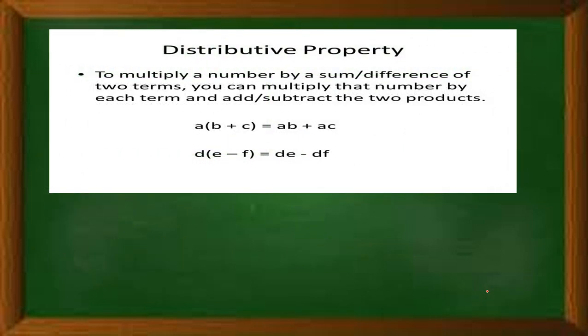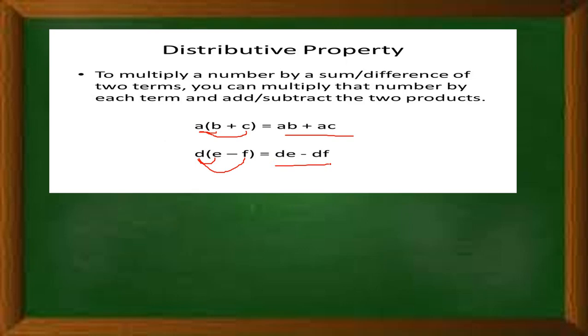Now the next property is the distributive property. As we have learned this property in the previous class, if we have to multiply with the sum of two numbers, we do it this way: a multiplied by b plus c means a multiplied by b and a multiplied by c also. So we write ab plus ac. In the same way, d multiplied by e minus f: d multiplied by e and d also multiplied by f, so we get de minus df.